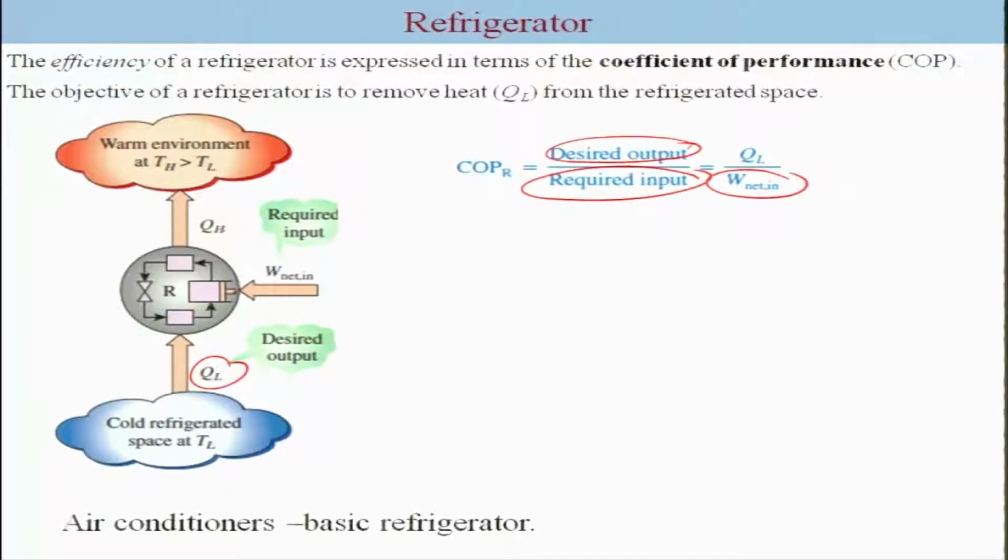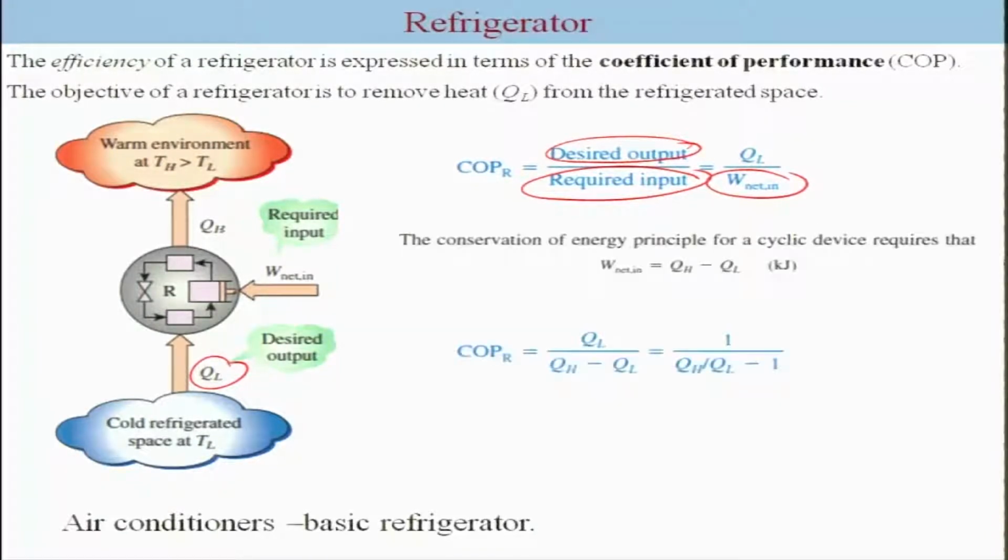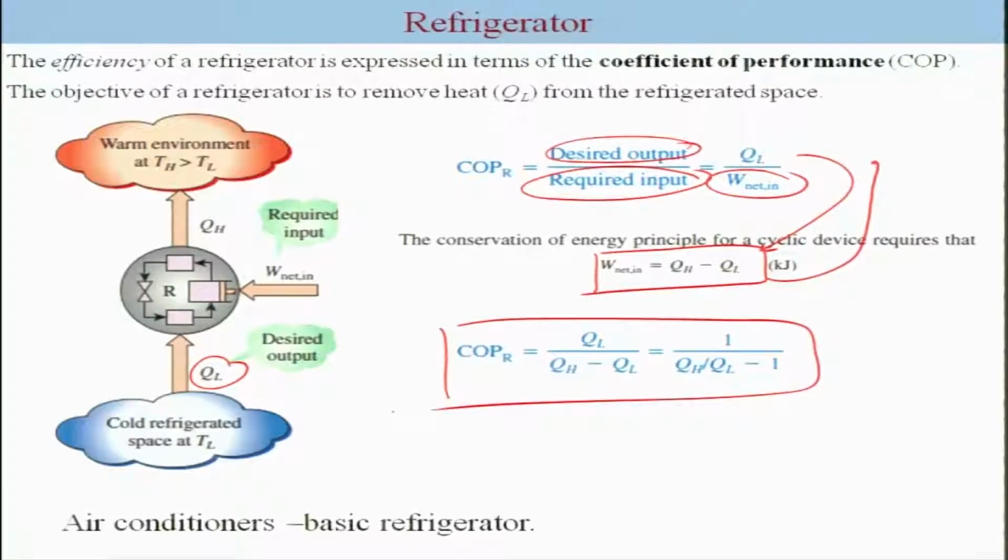So, this is the generic idea behind these cyclic devices, okay. And one can also rewrite this in another form, because we know from the first law analysis that W net in is QH minus QL. You can plug in this equation and you can get COP in this form, okay.